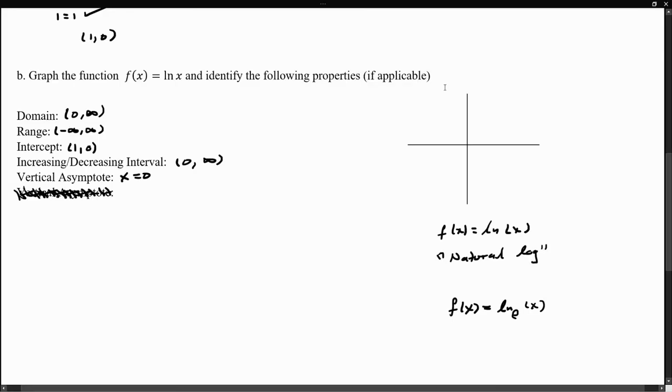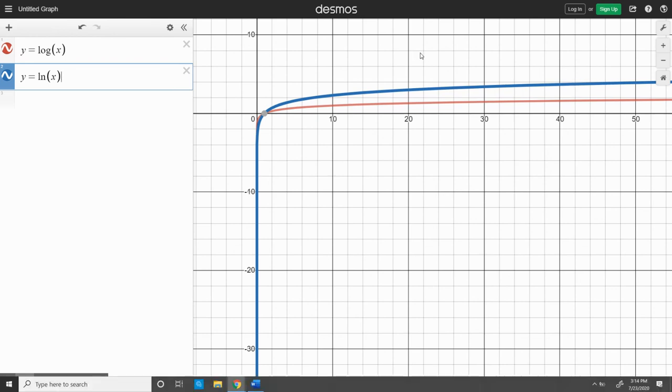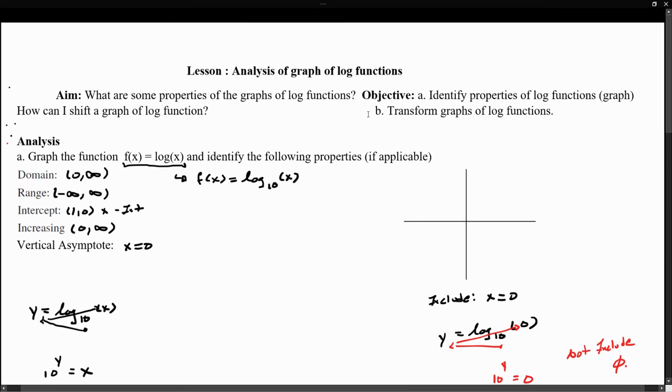So they do have the same properties: same domain, same range, same intercept. It is increasing and it has a vertical asymptote at x equals 0. The only difference between them is that the natural logarithm is going to be increasing at a faster rate. And with this, it concludes our lesson for the analysis of the graphs of logarithm functions.